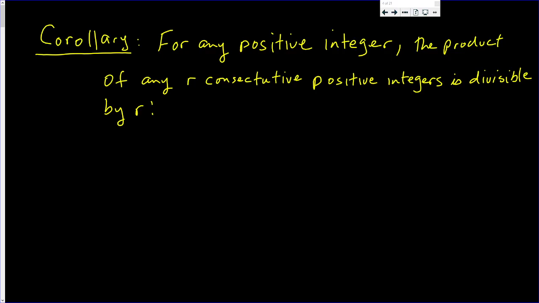In this video, we're going to prove the following corollary. It's a corollary to my last video. It goes on to say that for any positive integer r, the product of r consecutive integers is divisible by r factorial. Now, what does that mean?